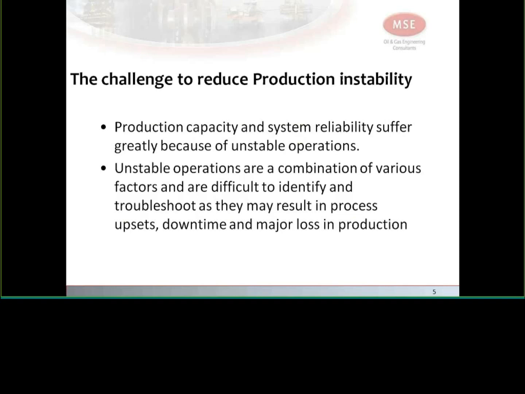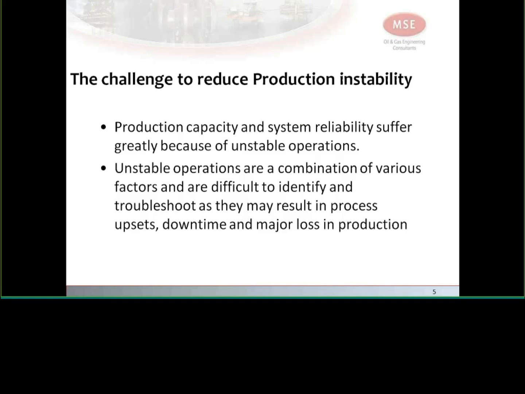Basically, what we're going to talk about for the next half an hour, 40 minutes, is a problem that is commonly found in oil and gas operations, but that is most of the time not addressed because of its complexity, and that is instability.